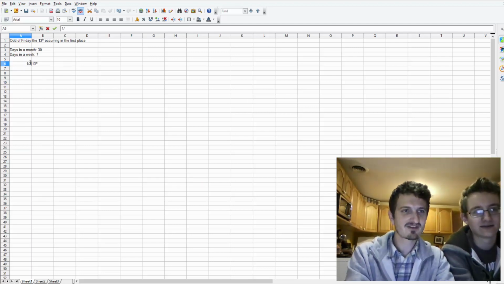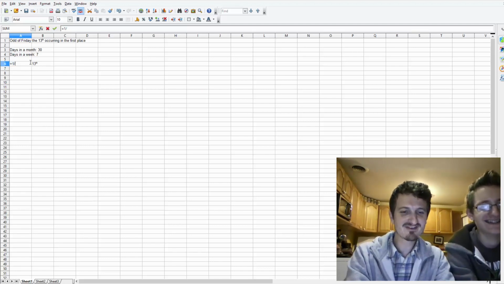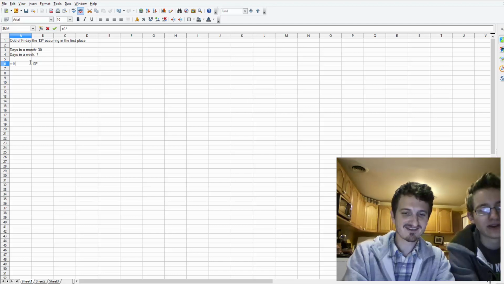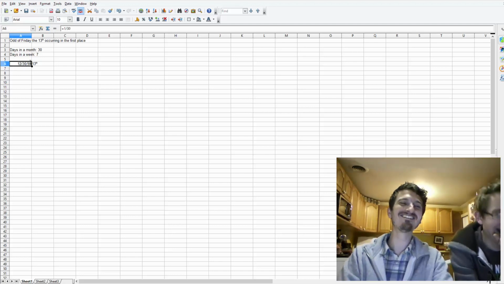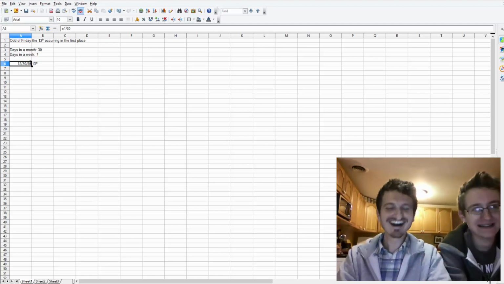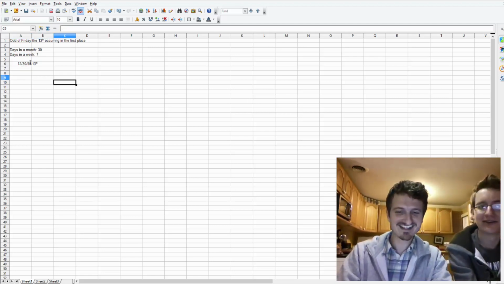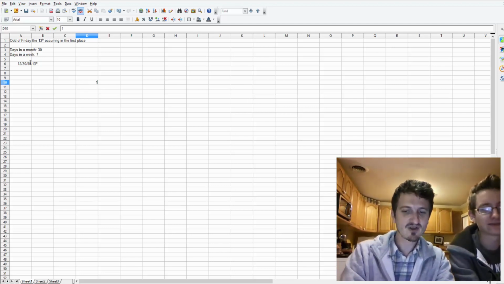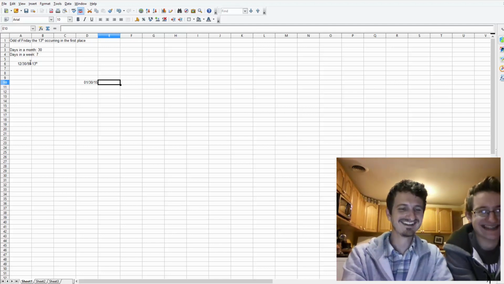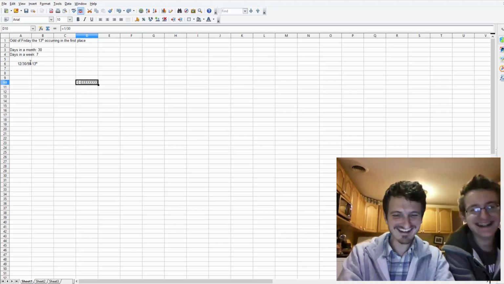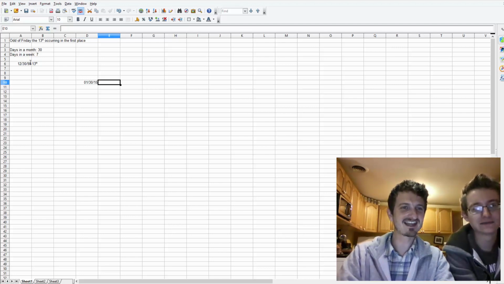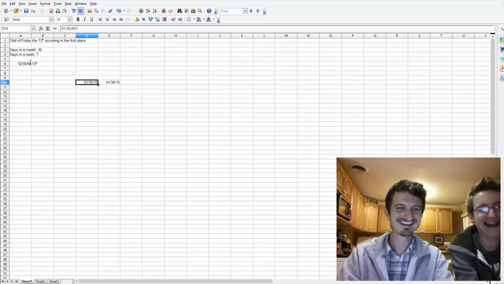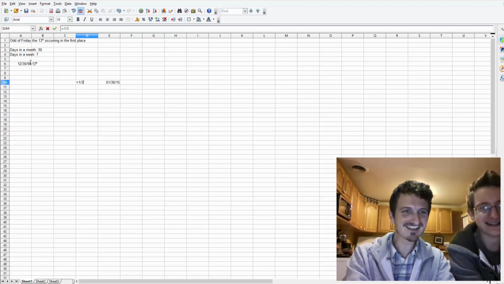All right, so I'm going to do 1 over 30, enter. No, I want to say equals 1 over 30. I'm not going to hit enter, I think the enter is really screwing it up. All right, equals 1 divided by 30.